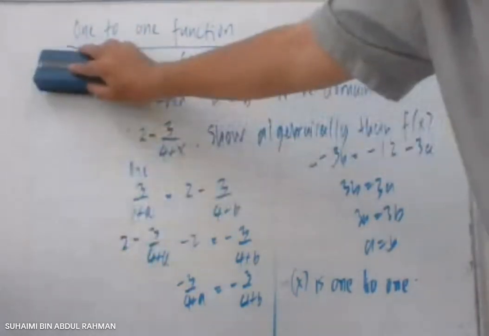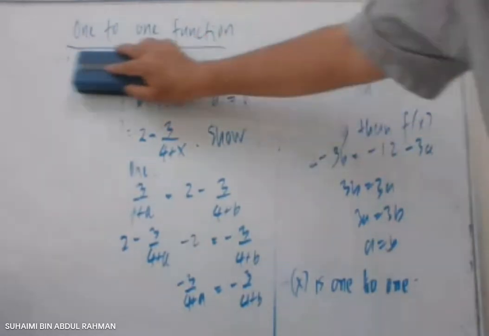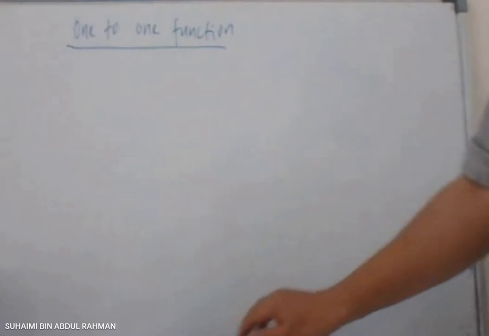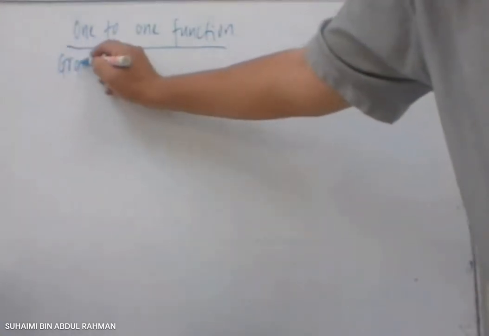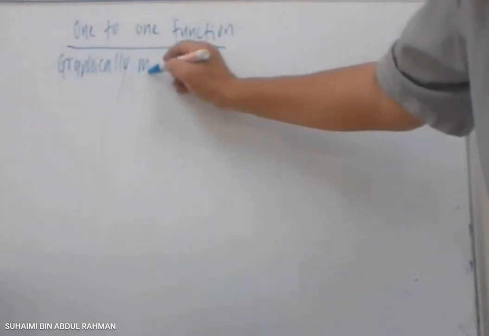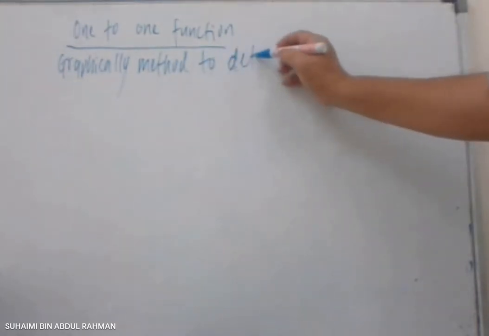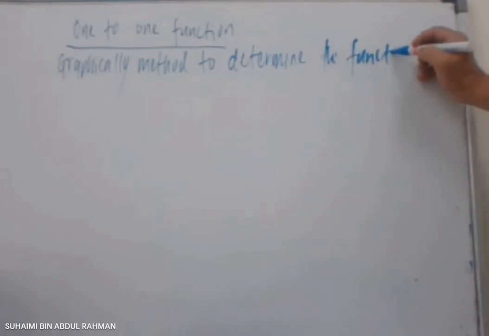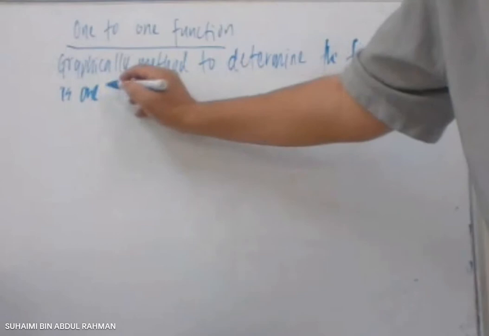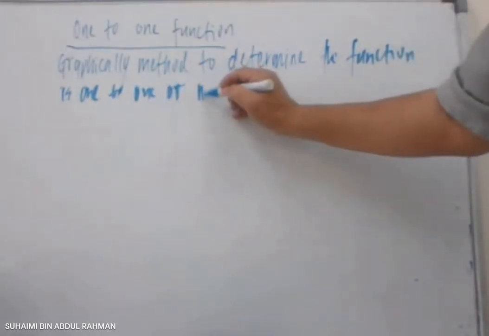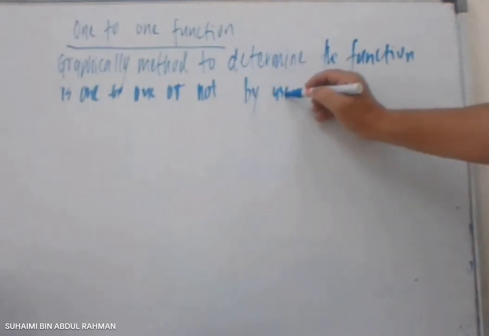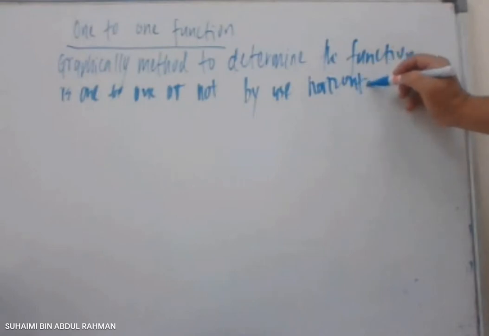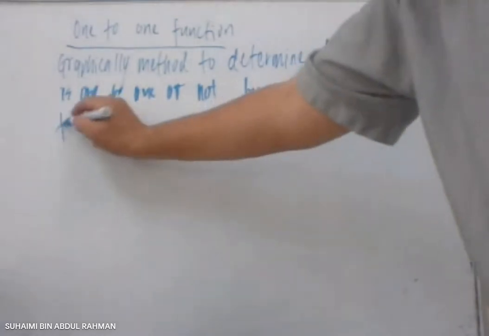We also have another method, which we call the graphical method, of determining whether a function is one-to-one or not one-to-one, by using what we call the horizontal line test.